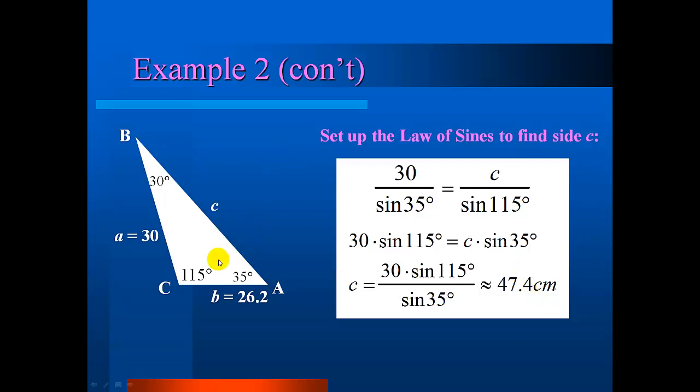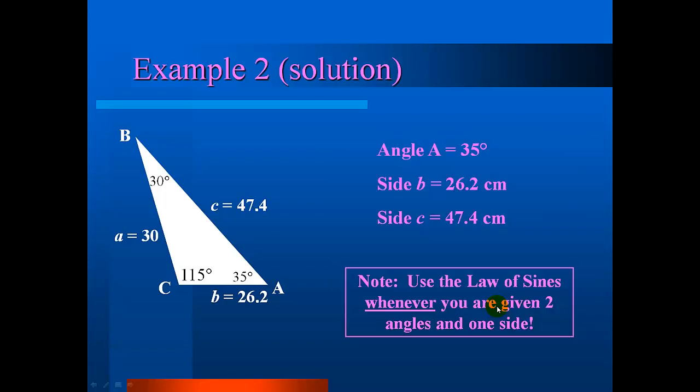Now we can use the law of sines again to find C. And again, I'm going to recommend you stick with the pair that you know. 30 over the sine of 35 degrees, A over the sine of angle A, has to equal C over the sine of C, so C over the sine of 115 degrees. When we multiply both sides by the sine of 115 degrees, C is going to be 30 times the sine of 115 degrees over the sine of 35 degrees, which works out to 47.4 centimeters.